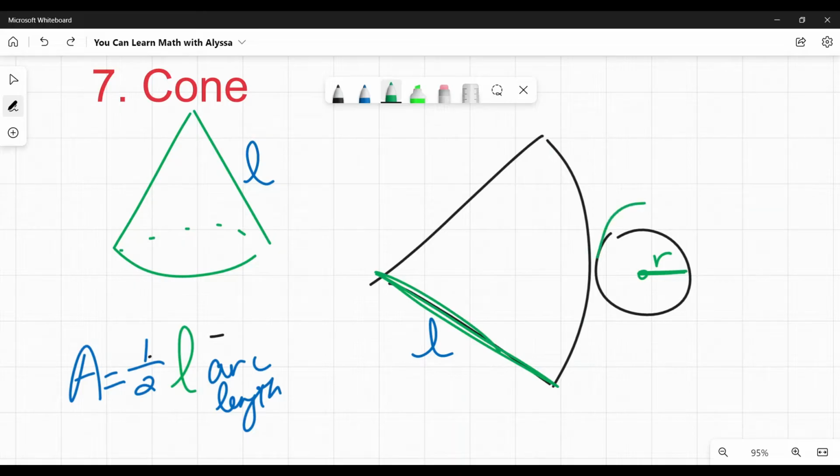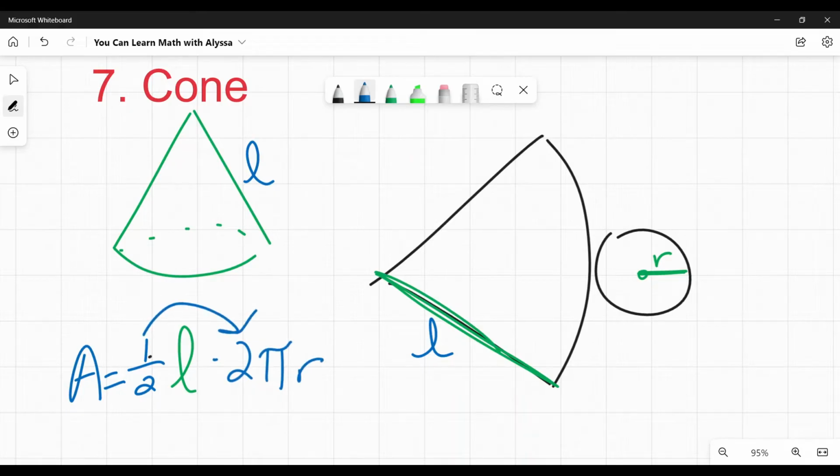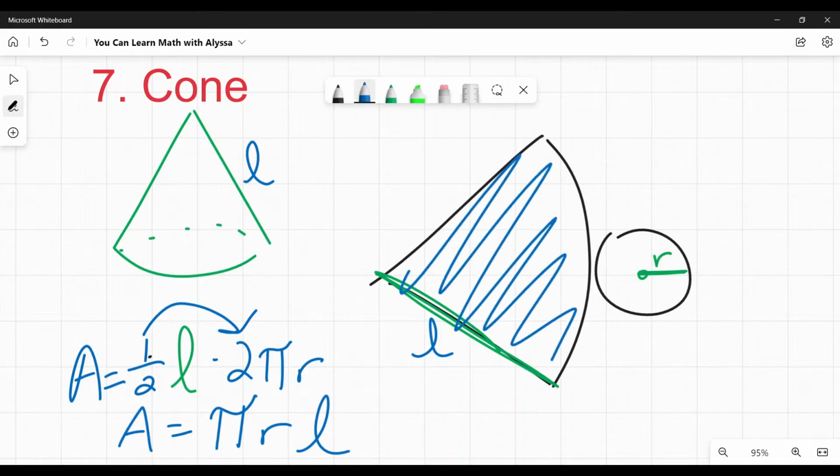Well, it is going to wrap all the way around this circle. So it is equal to the circumference of that circle, which is 2 pi r. So I'm going to replace this arc length with 2 pi r. Well, my 1/2, when I multiply by 2, that cancels out because 1/2 times 2 is 1. So the area is going to be pi times the radius of that bottom circle times the slant length of the cone. That's where that's coming from.